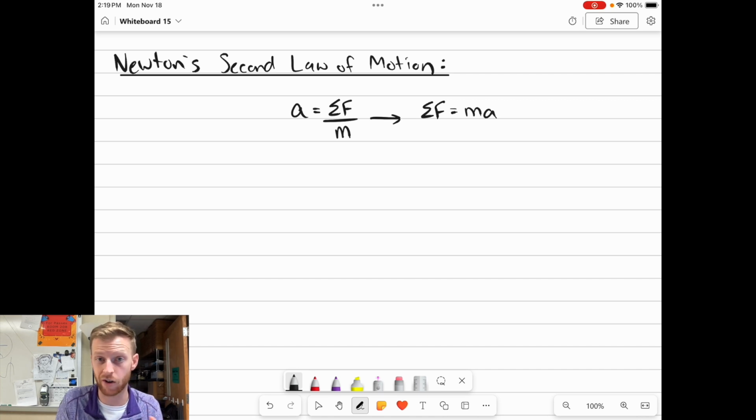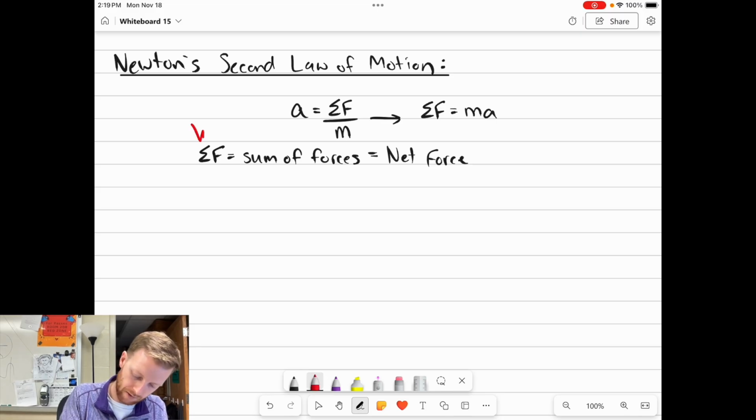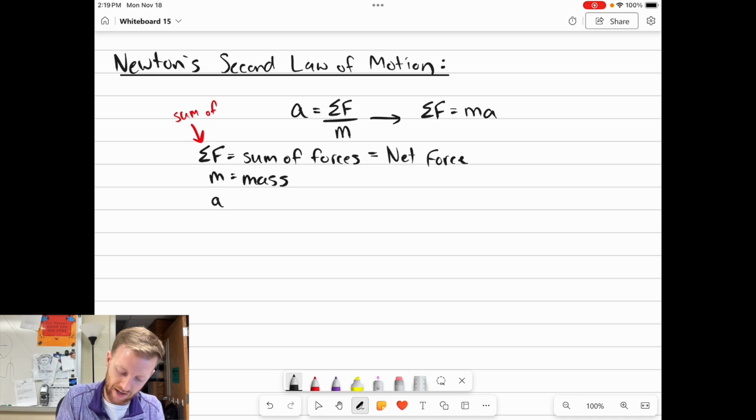We got to kind of break down all of these symbols real quick. So net force means sum of forces, or as I've been calling it, the net force. This symbol here means sum of. It's a math term, it's a capital sigma, and it means that we add up everything together. And that's going to be equal to the net force, m is equal to mass, and a is equal to the acceleration.